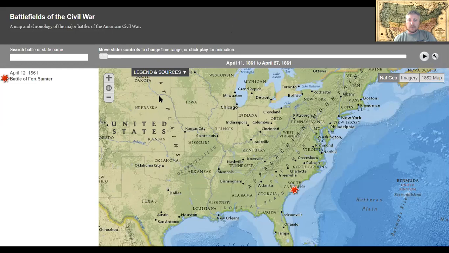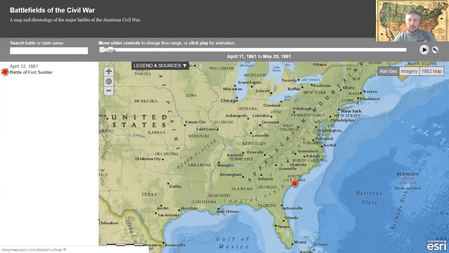So obviously we have Fort Sumter. That is the first one, April 12th, 1861. I'm going to go ahead and click and start moving that slide, and we'll see pretty soon some of the other battles start popping up. Now already you can see that there's major concentration. By the time we get to 1862, there's a major concentration out east of battles.